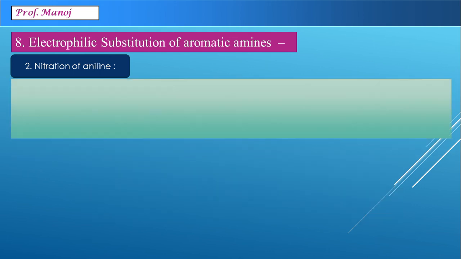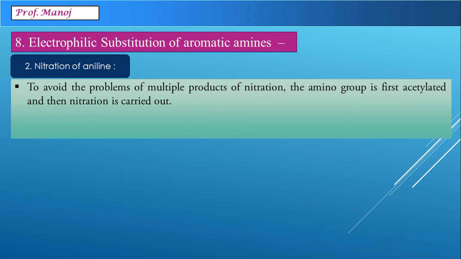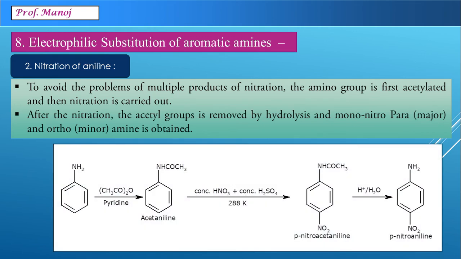Once again, if we want to carry out mononitration, then the group is first marked with an acetyl group and then nitration is carried out. Once again, have a look at the reaction. Amine is now first acetylated and covered. Nitration takes place to introduce the nitro group at the para position, and at the end the masking agent is removed. In this particular reaction, the ortho product is also obtained in a very small amount.